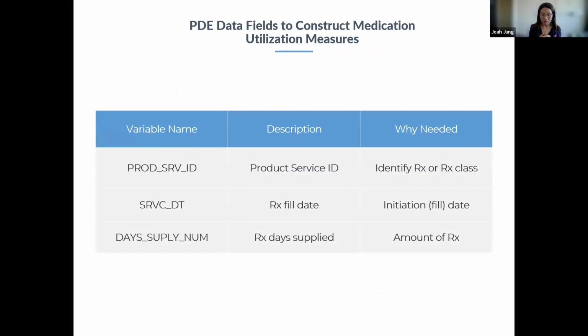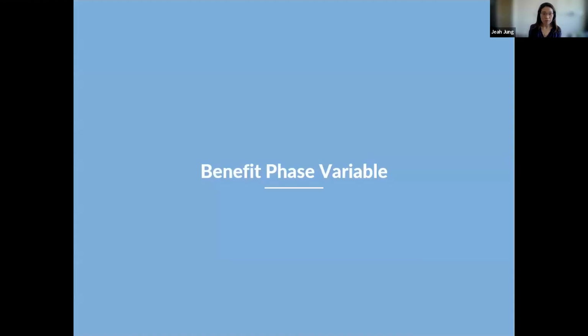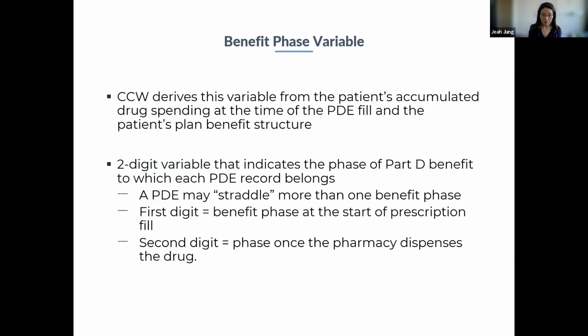Again, PDE data is requested variable by variable. You have to justify why you are requesting each specific variable. You have to say these are the key variables that we need to construct the medication utilization measures. Right. And next, I'm going to move to the benefit phase variable.